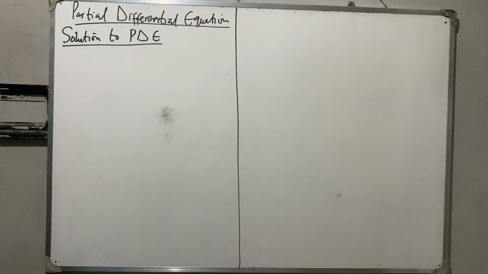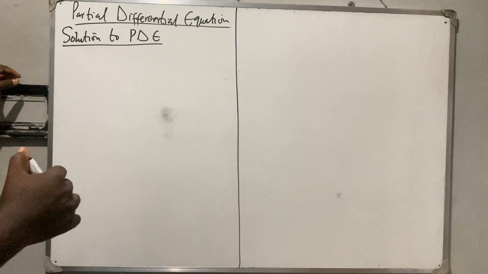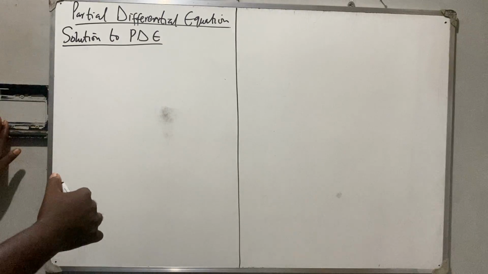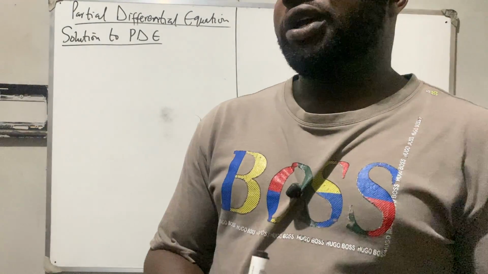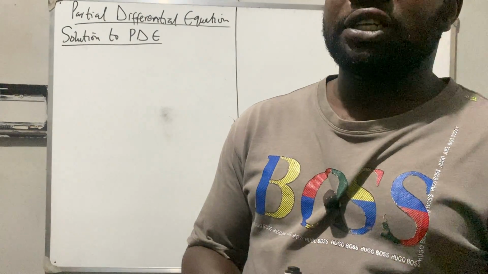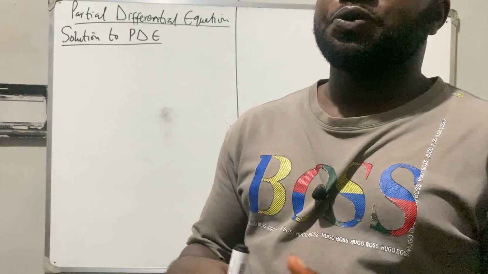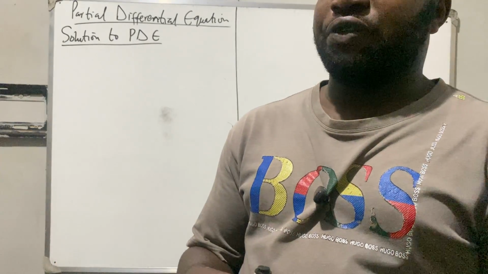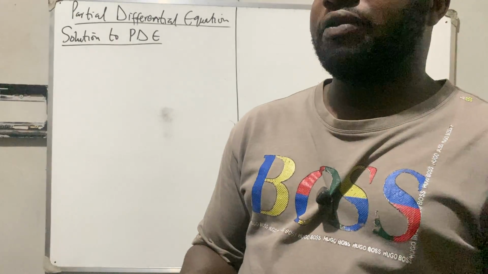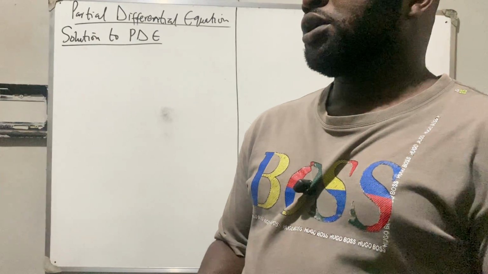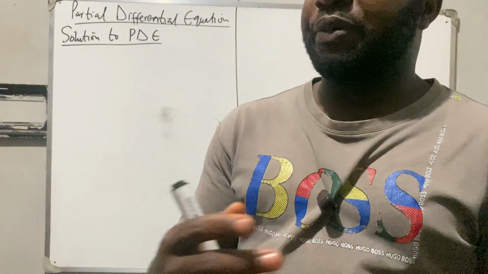In this video, we are going to be talking about, this is a continuation of the previous video on partial differential equations. Remember, in the previous video, we defined partial differential equation. We gave an example of a partial differential equation. We talked about how to find the order and the degree of a partial differential equation. We talked about the dependent variable and the independent variable of a partial differential equation. Then we talked about formation of a partial differential equation.